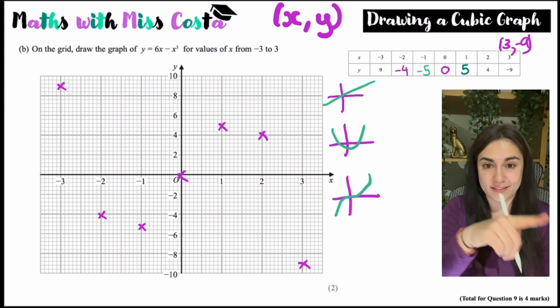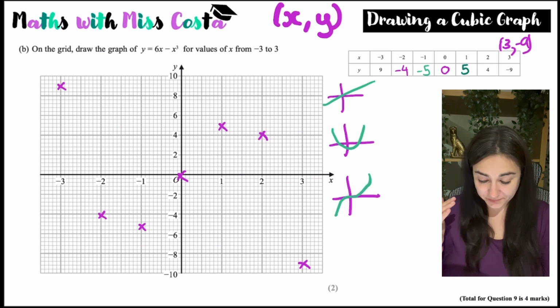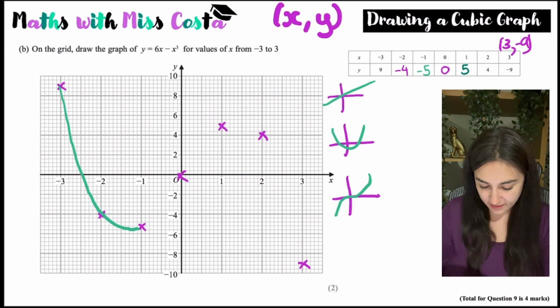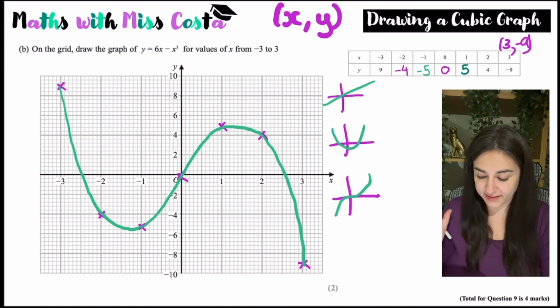It's going to be like a weird little squiggle. So what you need to do is very carefully join all the plots together, but with a smooth curve. Okay, so not with a straight line, with a curve. That's really important.